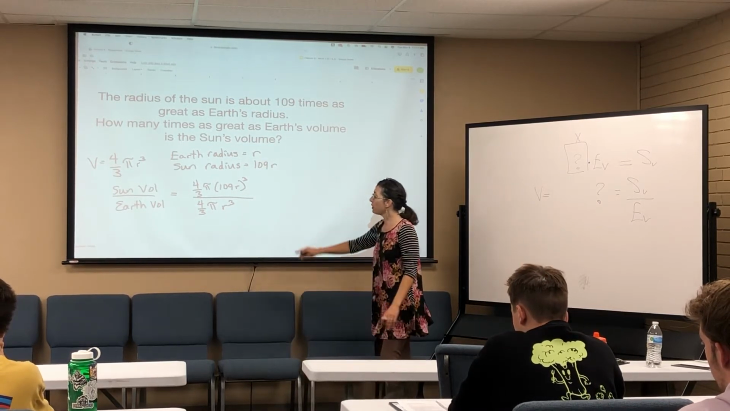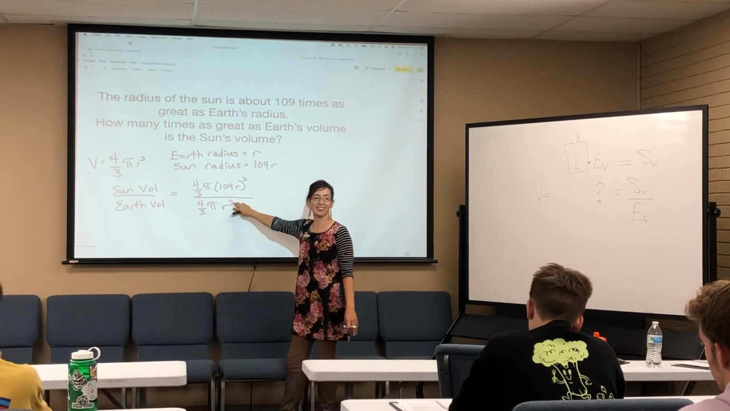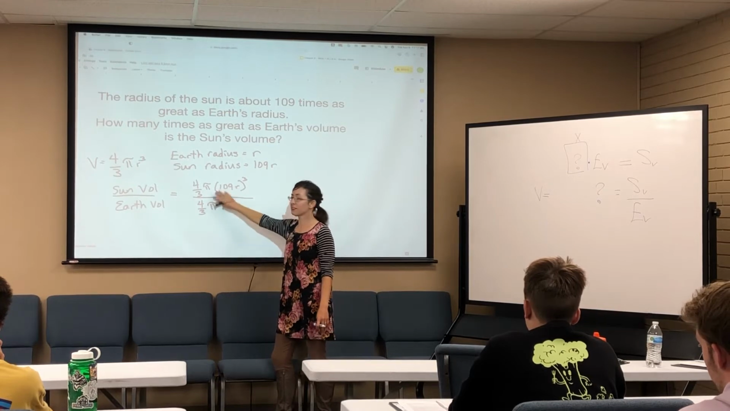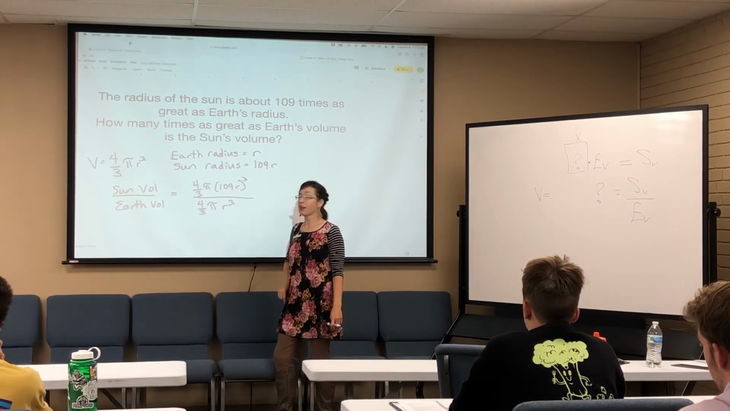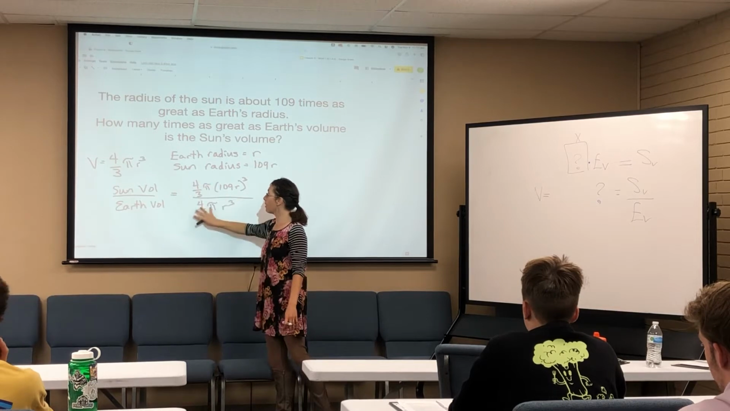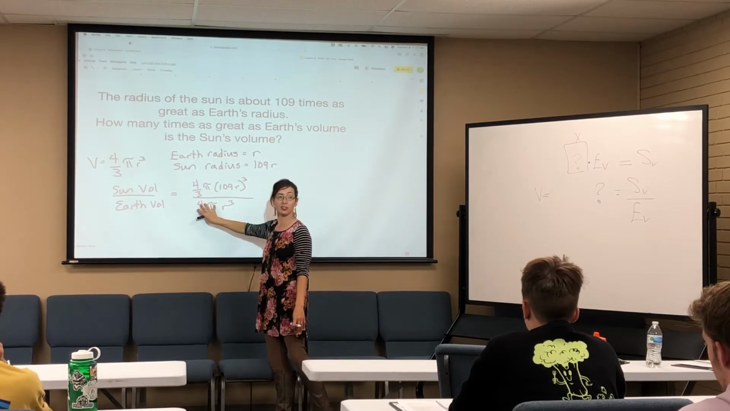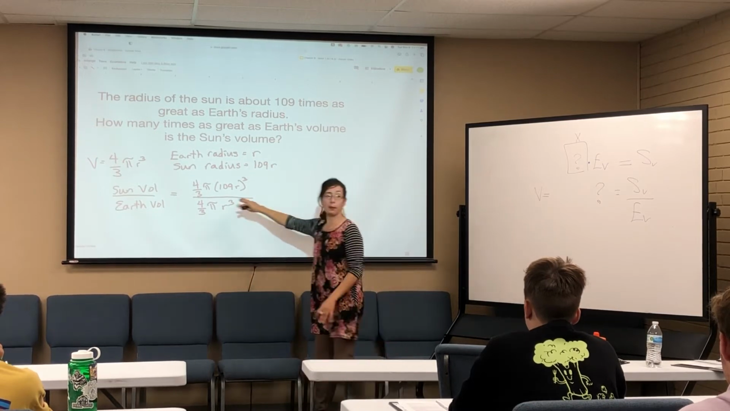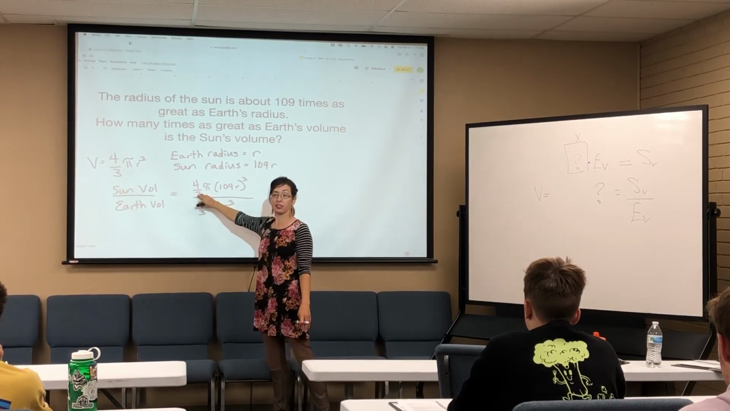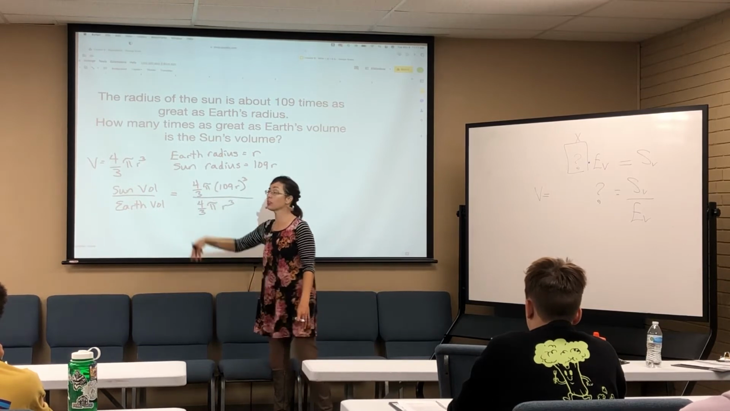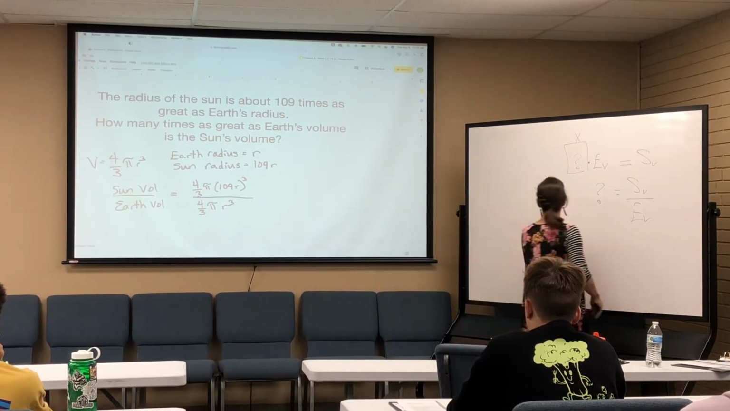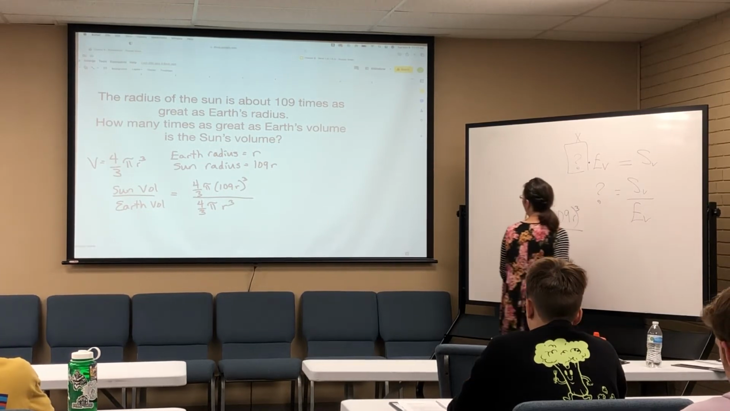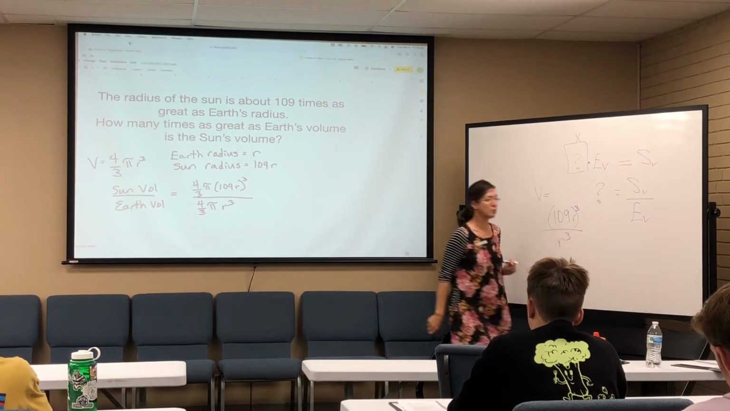Now, what's great about this, what can we go ahead and cancel? What can we automatically cancel here? 4/3 pi. I got 4/3 pi on top, 4/3 pi on bottom. Do I even need those? Can I get rid of them? Yes. So should I be plugging these numbers into my calculator on the ACT to try to solve this? No. Worthless. We're going to get rid of it. So really all I have is 109r cubed over r cubed.